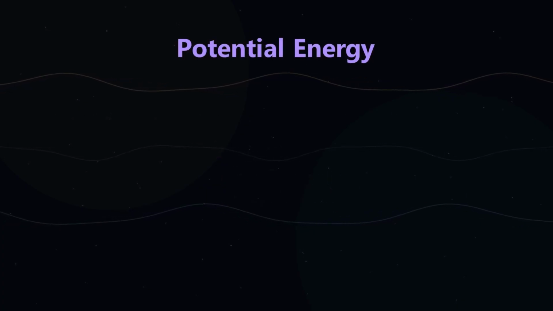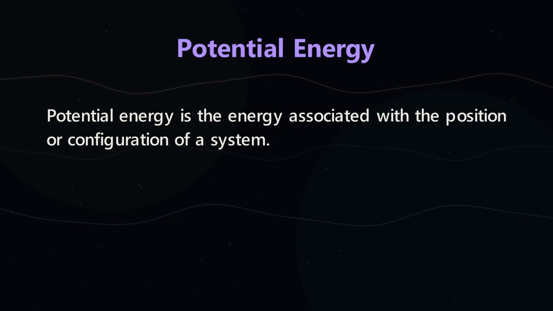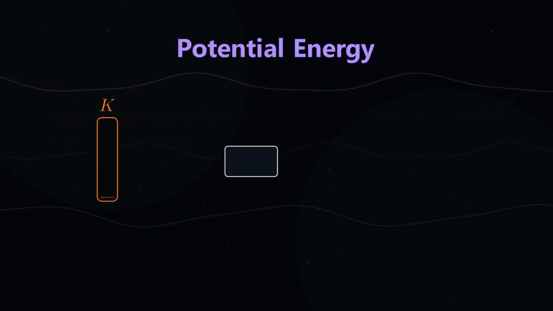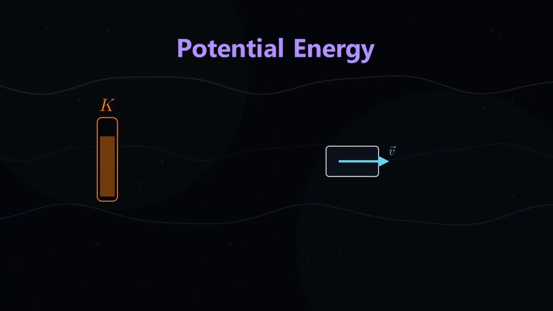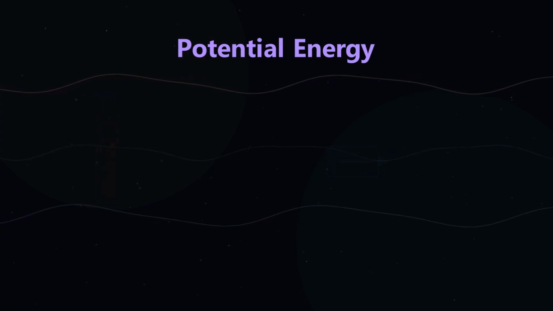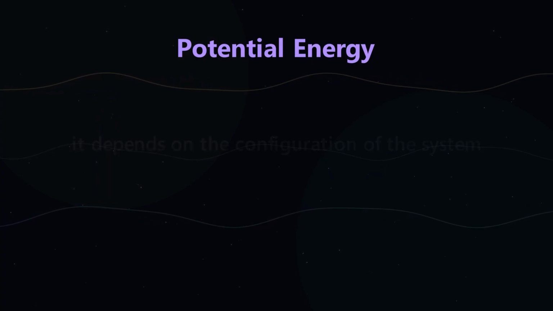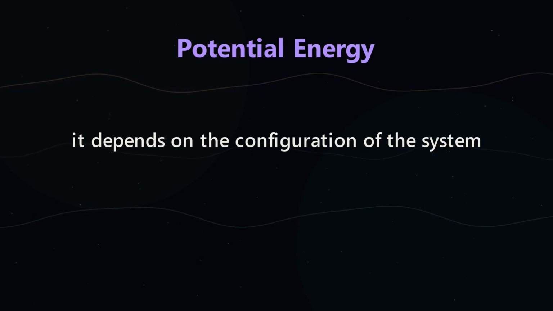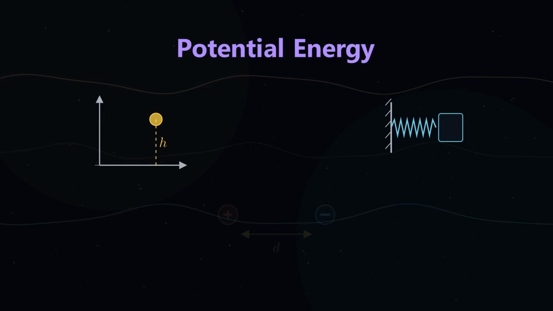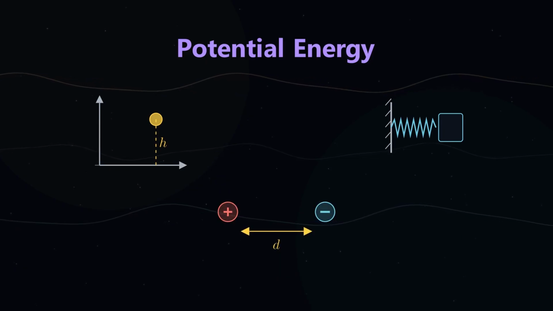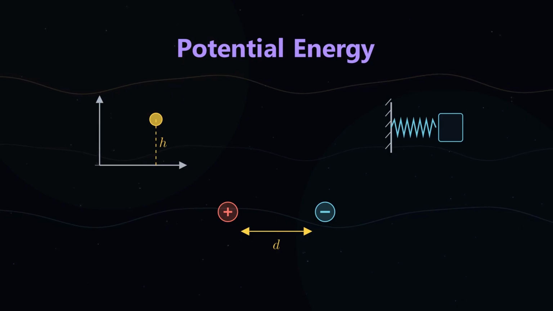By definition, potential energy is the energy associated with the position or configuration of a system. And this already sounds less intuitive than kinetic energy. Kinetic energy is easy to imagine. Something moves, so it has energy because of its motion. Potential energy is more subtle. It is not directly associated with speed, but with the way a system is arranged. A body at a certain height above the ground, a compressed spring, two electric charges separated by a certain distance. In all these cases, energy is stored because of the configuration of the system.